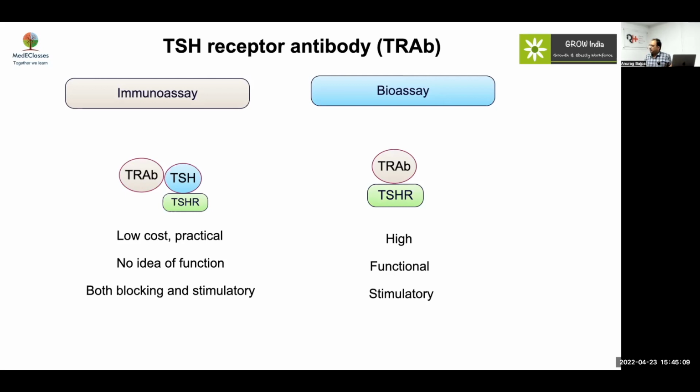So the sensitivity, which one will be more sensitive? TRAB or the functional ones? Immunoassay will be more sensitive. Specific would be the bioassay because it will only be positive in Graves. It won't be positive in thyroiditis. So if you have a classical picture of Graves and somebody says, okay, stimulatory antibody is negative, you can then do a TRAB and you will know that this is positive because it's more sensitive. But I would say there is very limited role in routine clinical practice to measure antibodies, except in one condition where it is very important.